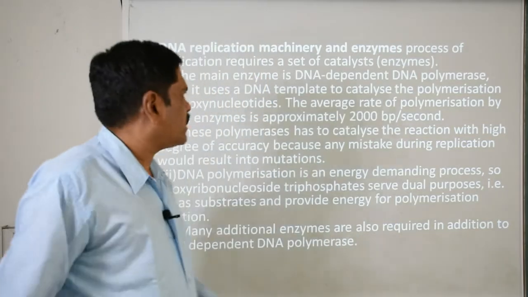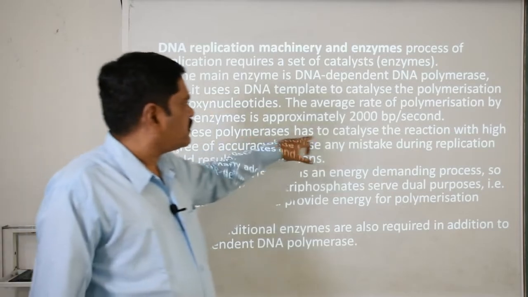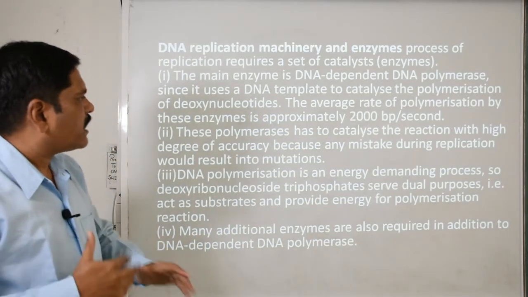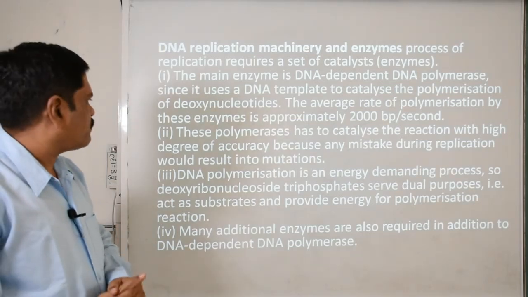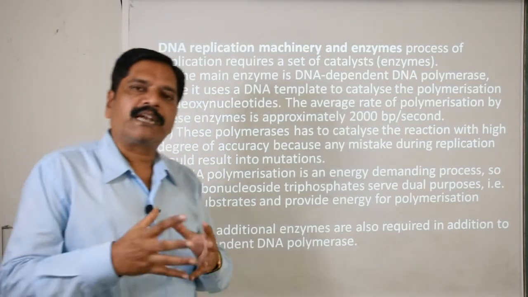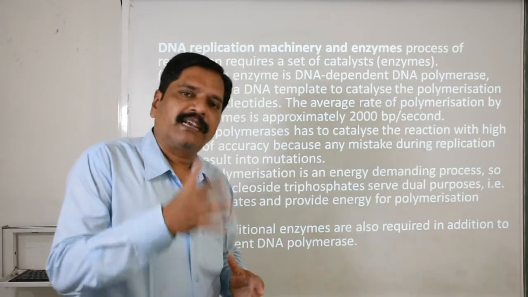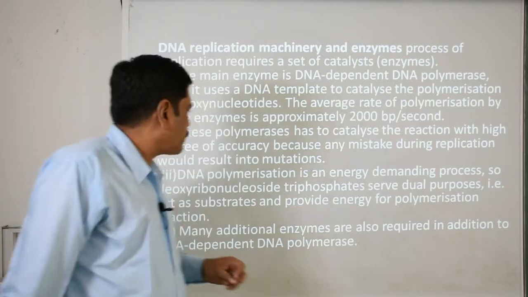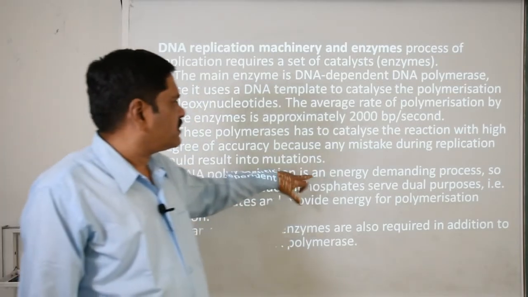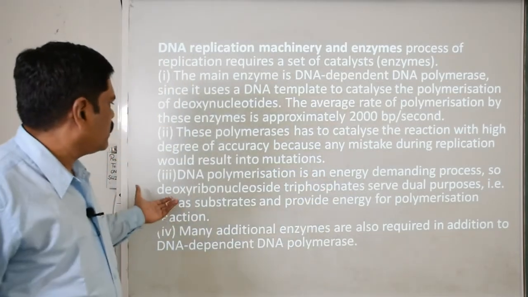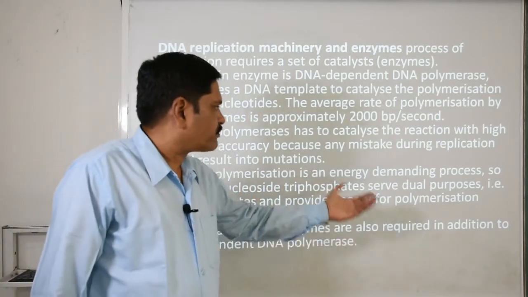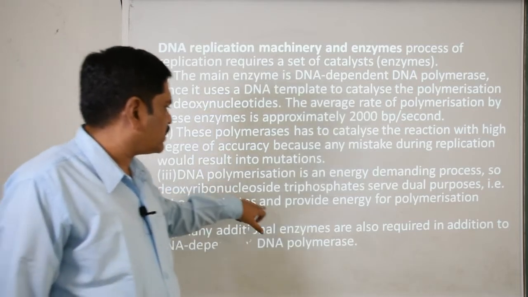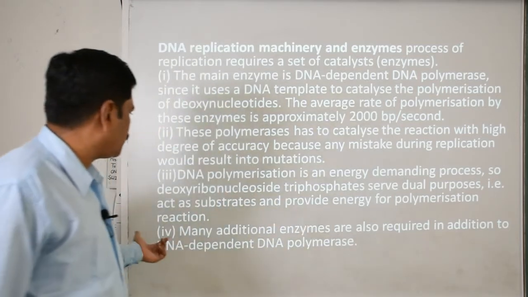Polymerization is just the process of arranging monomers in the form of polymers. This polymerase catalyzes the reaction with a high degree of accuracy, because any mistake during replication would result in mutation. So whenever it catalyzes, initiates and proceeds, it should be very accurate. DNA polymerization is an energy demanding process, so deoxyribonucleoside triphosphates serve dual purposes: they act as substrates and provide energy for the polymerization reaction.